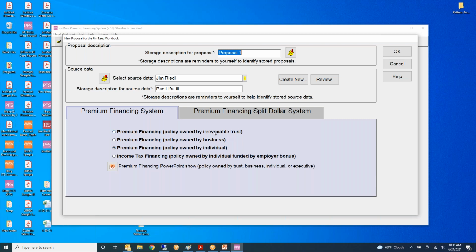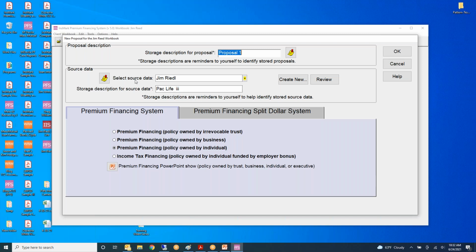So if I'm not doing a trust-owned estate planning case, but a retirement case, this is the module that I want to use. However, a very, very important thing to remember is you need to make sure you load the right source data. Okay, before you get to do the premium financing input, you need to load the source data. And look here, I've got a PacLife policy, which is nothing to do with the case that I want to do for Jim Reed.